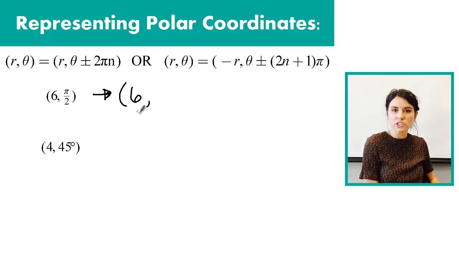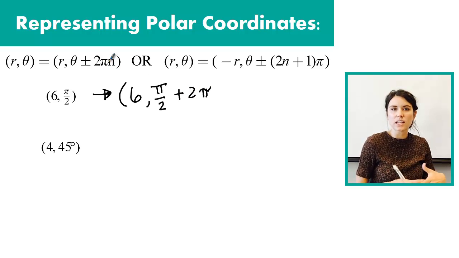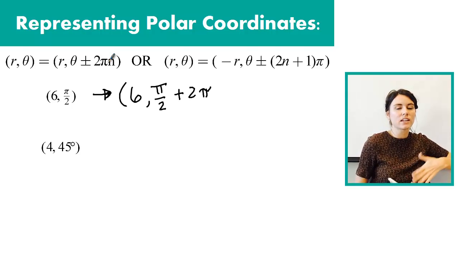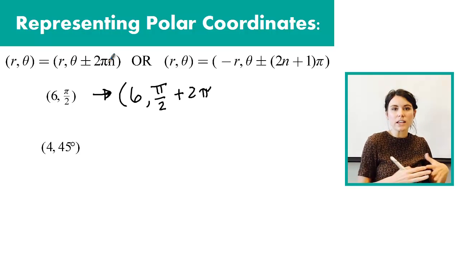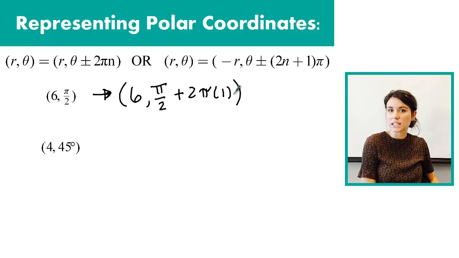And then if we want to change the angle, we use this formula. So we plug in our angle, which is pi halves, and then we add or subtract 2 pi n. And n represents the integer set, so you could do positive, negative, 1, 2, 3, 4, 5, negative 1, 2, 3, 4, 5, and so on infinitely. So I'm just going to plug in 1 because I'm just trying to show you guys it can be represented in different ways.